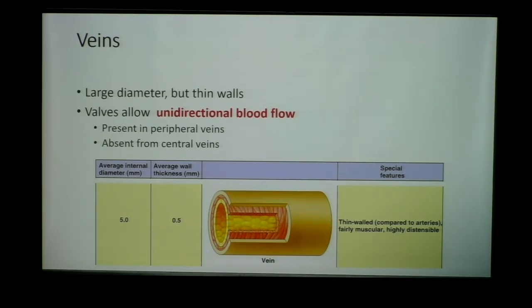And just to recap here, we see a thin wall. We do have smooth muscle. We're going to talk about the importance of that smooth muscle. I keep saying that, but a larger lumen and a wider diameter in terms of the amount of volume that they can hold.